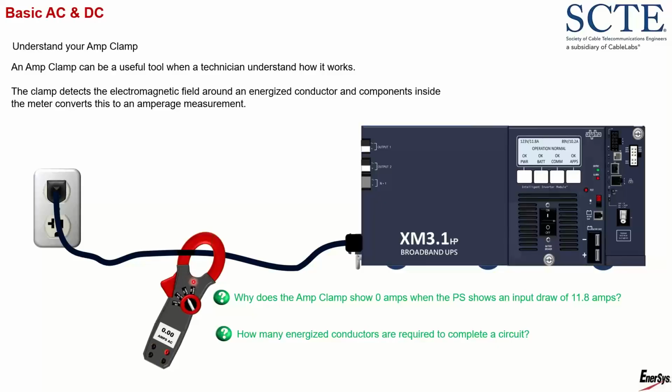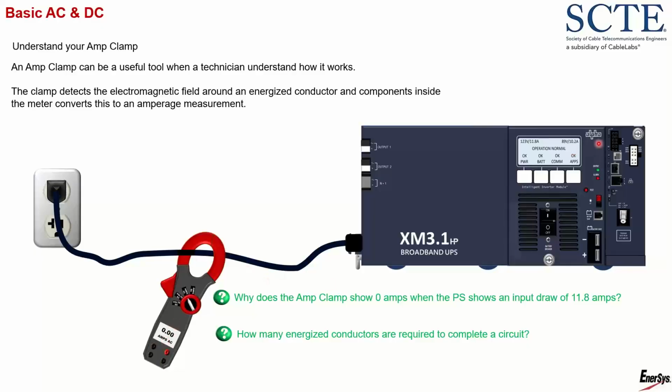So when I clamp my amp clamp around an energized conductor, the magnetic field that is produced by the energized conductor is picked up by that steel that's under the clamp. And then the components within the meter with the amp clamp convert that magnetic energy that is detected into the amount of current that's flowing through the energized conductor.